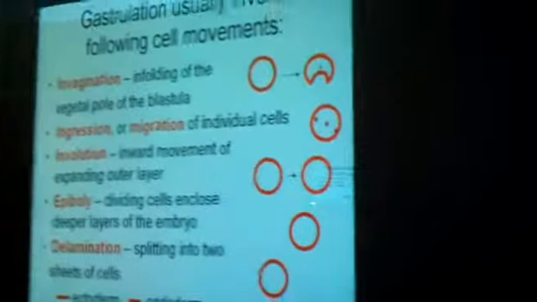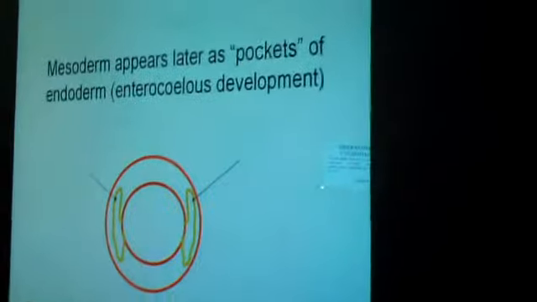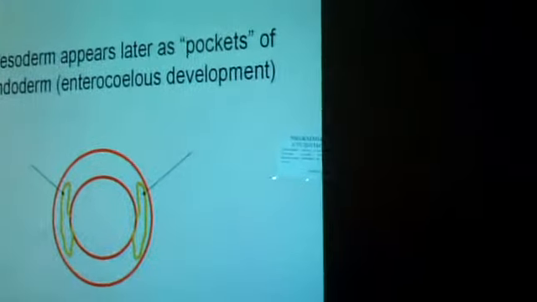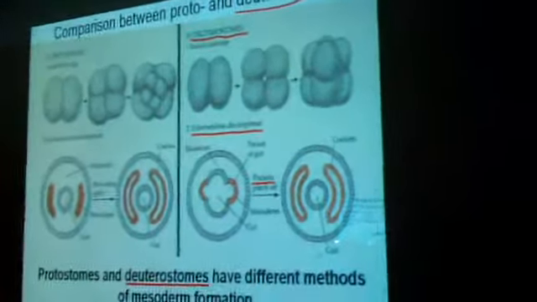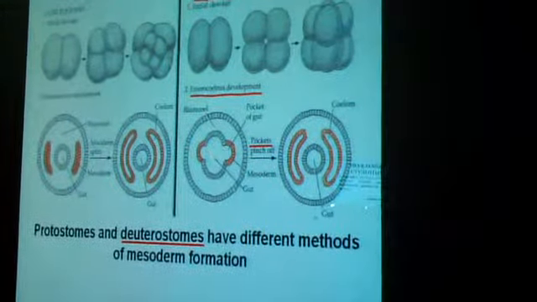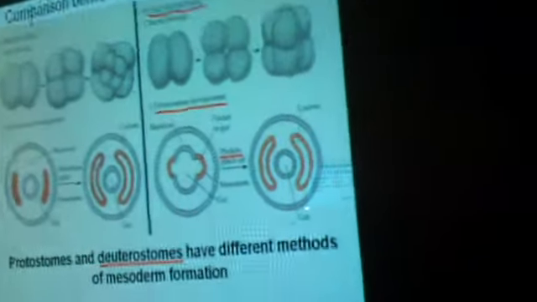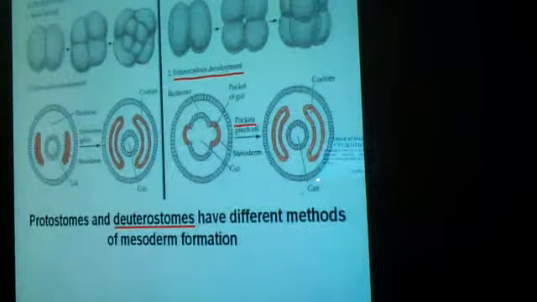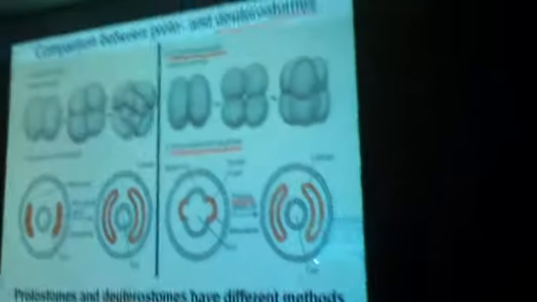I tried to make an animation. I don't like it very much, but anyhow. When we have ectoderm and endoderm, later mesoderm appears. You see that in protostomes, on the left, all the mesoderm is the result of division of two cells. In our case, human and lancelet, mesoderm appears from endoderm.